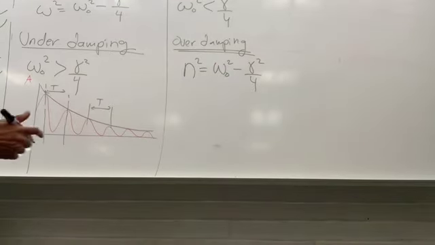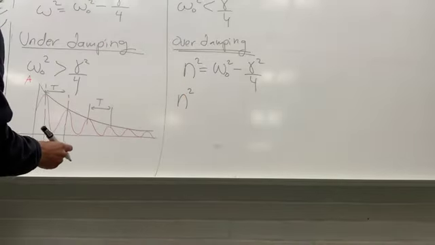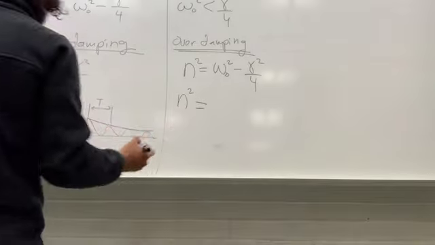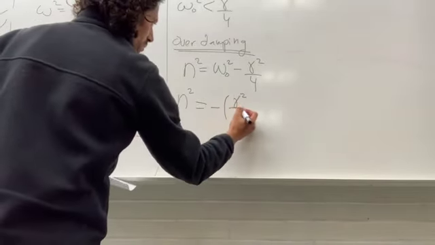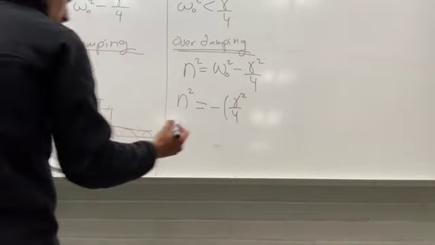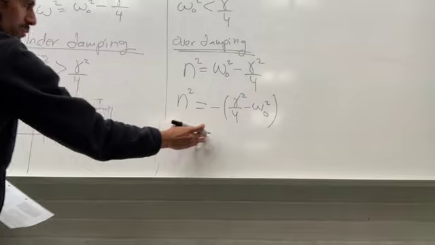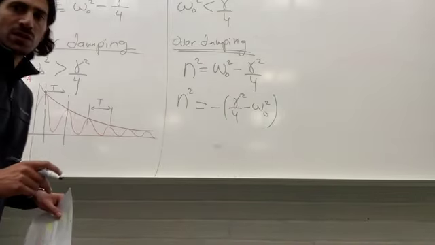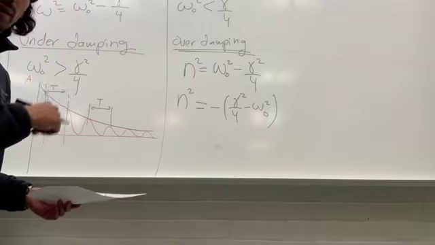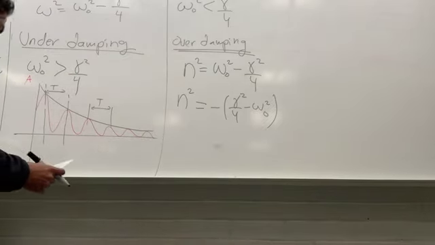So we end up with n squared equals minus gamma squared over 4 minus omega 0 squared. I put it this way because this is positive, this is a minus sign, so n now is imaginary. So we have to go back and solve the two equations that we had. We're going to get a different solution.